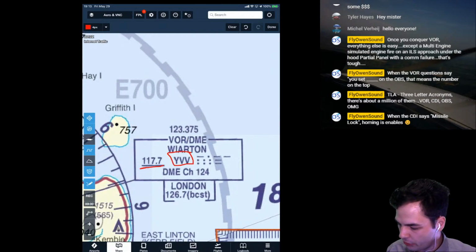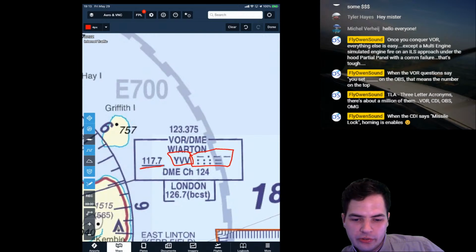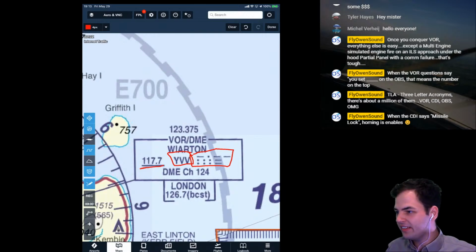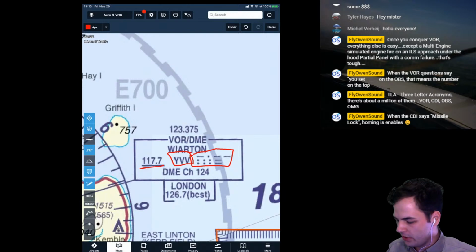In the airplane, you don't have to know it's YVV. What you would do is look at this Morse code box here, and it's going to give you that Morse code. So in the case of Wyerton, it would sound like da da da da da da da da da da da da. You hear that through the headset when you tune and identify the VOR, and you know you're going to the right VOR. Very important part of it.